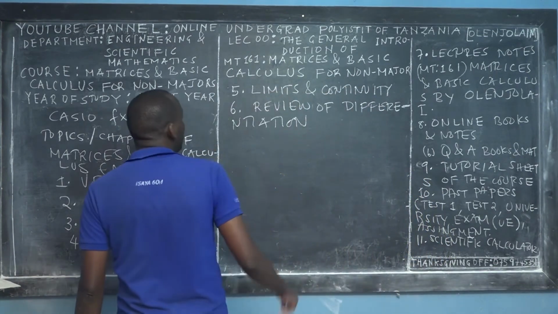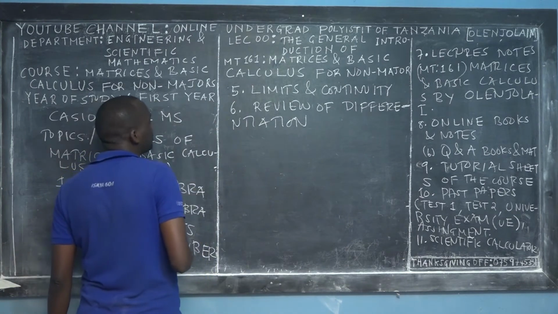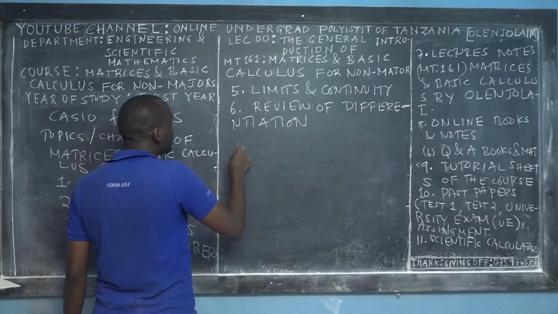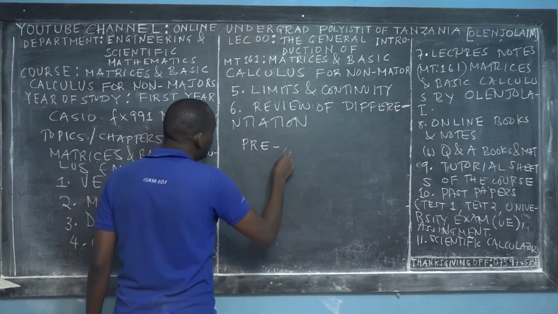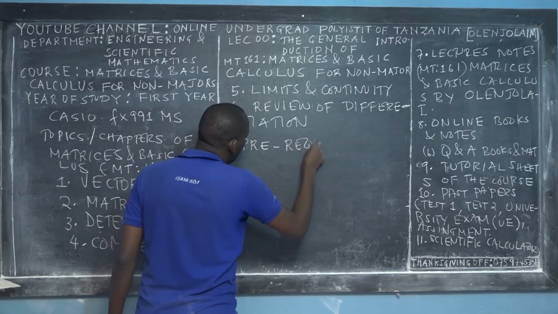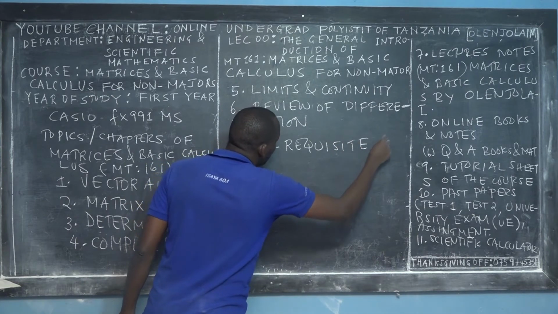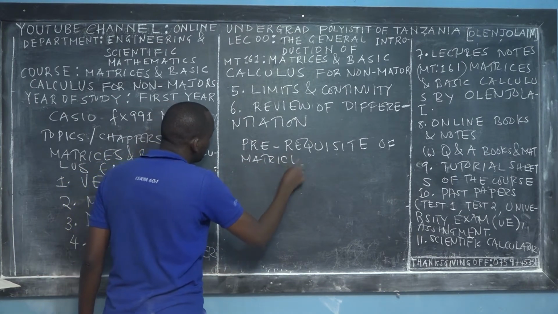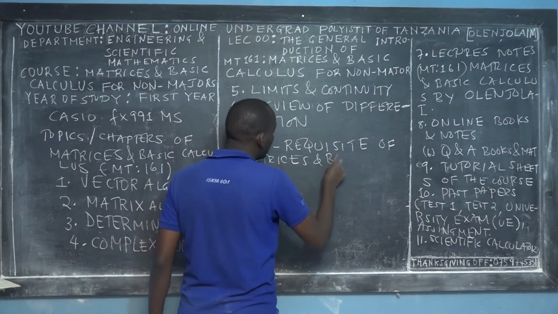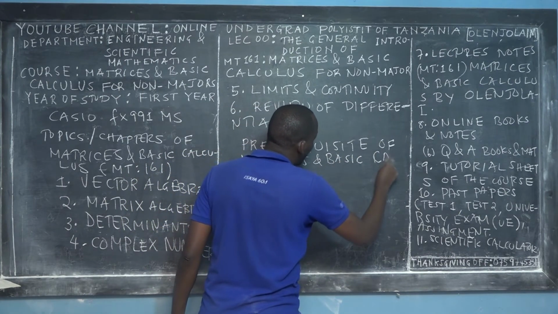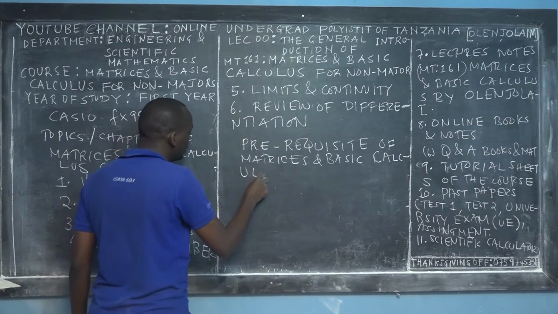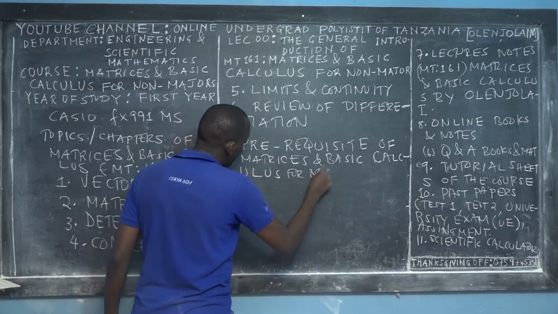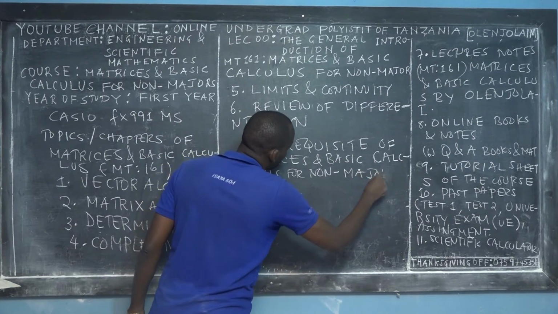Before I explain in detail what I'm going to cover, because in each topic I will be writing the contents of each topic, I would like just to mention the prerequisites. Prerequisites of what? Of matrices and basic calculus for non-majors. What should you refer to? What should you know in advance? What should you recall? Because even majors also learn it.